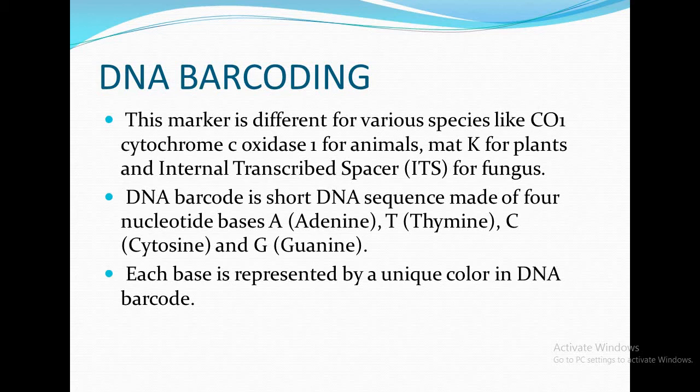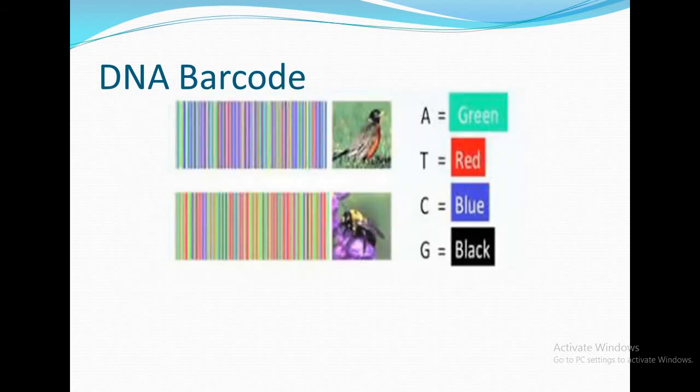Transcribed Spacer for fungus. A DNA barcode is usually made of 4 nucleotide bases: Adenine, Thymine, Cytosine, and Guanine. Each base is represented by a unique color in the DNA barcode. As in this slide, adenine is shown in green, thymine in red, cytosine in blue, and guanine in black color.